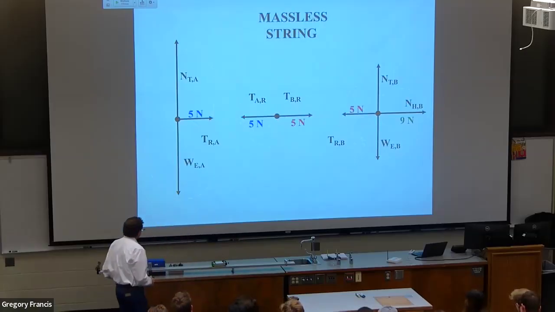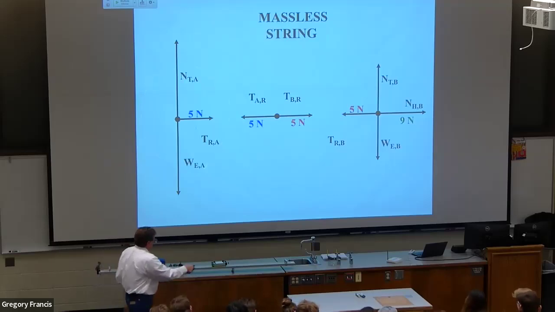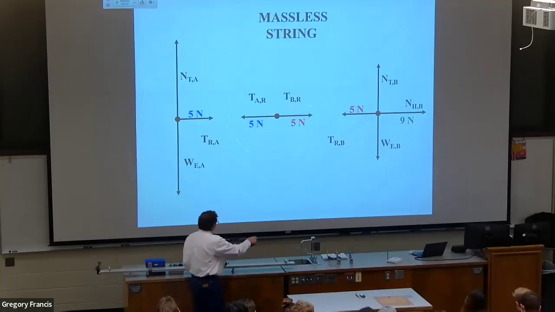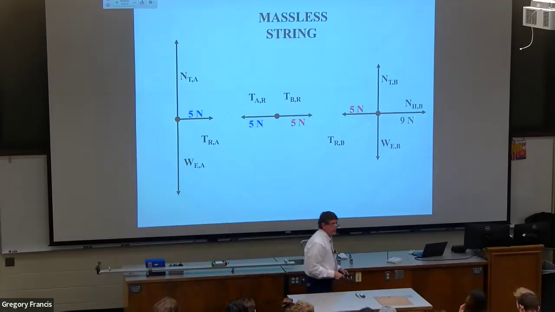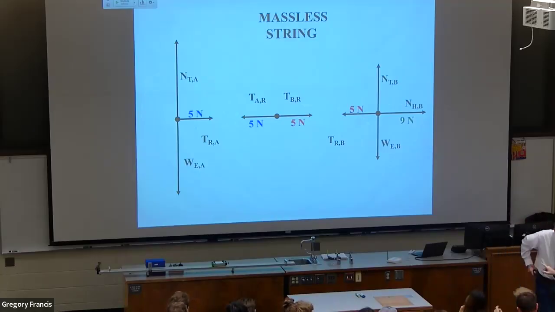And then if I go to the massless string, I still need 5 newtons to accelerate block A. I still need 4 newtons, 9 minus 5, to accelerate B, but I don't need anything to accelerate a massless string. There's nothing to accelerate. The tension force, the downward tension force always shared equally between the two sides.